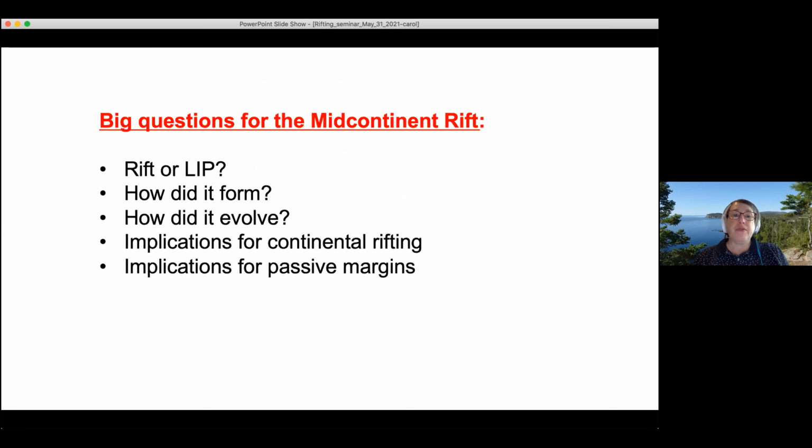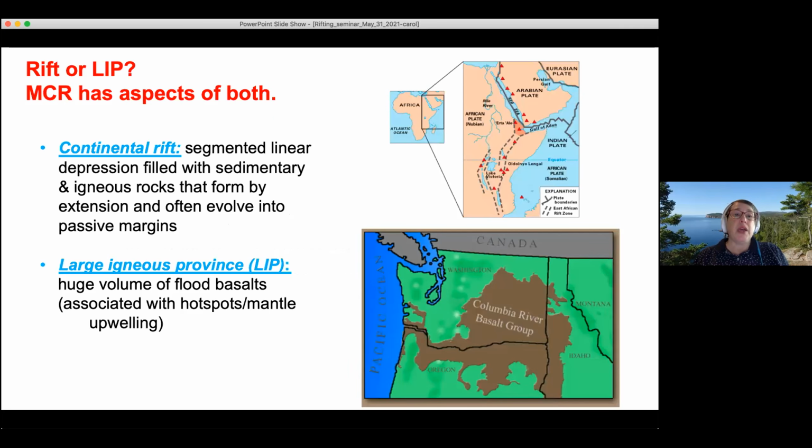We'll look very briefly at some questions. Is it a rift or a large igneous province? How did it form, evolve, and what are the implications for continental rifting and passive margins? There was a big debate in the past about whether it was a rift or a LIP, and the answer is yes.